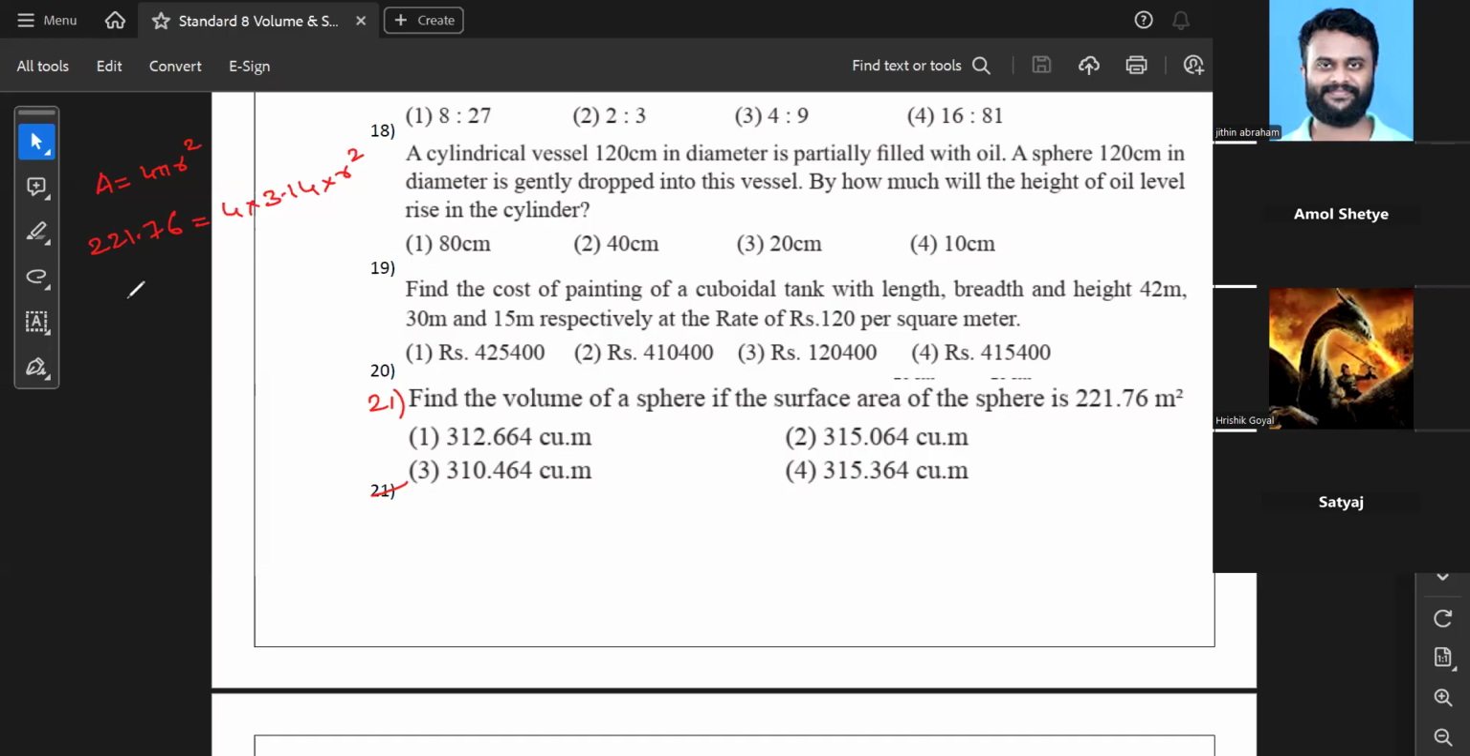221.76, if we divide by 22, it will be easier in my opinion. So instead of taking 3.14, if I took 22/7, it will be easier. Dividing by 22, I get 10.08. And then when I multiply with 7 and then divide by 4, I get 17.64.